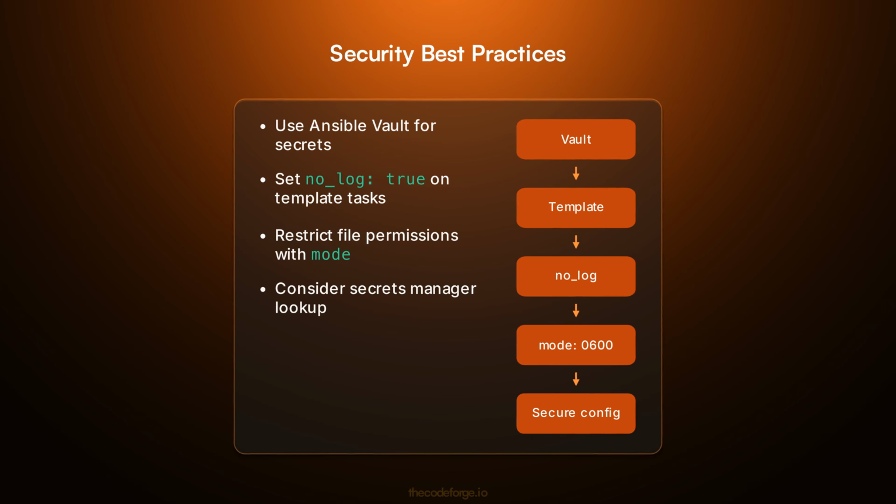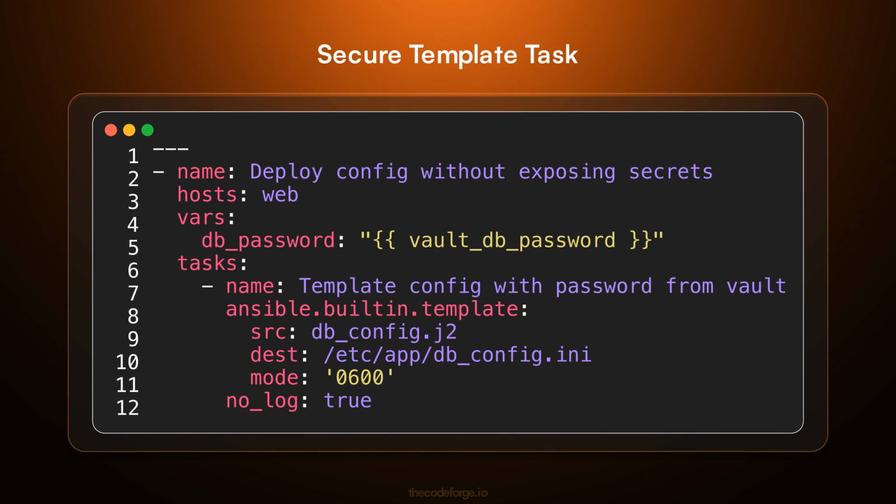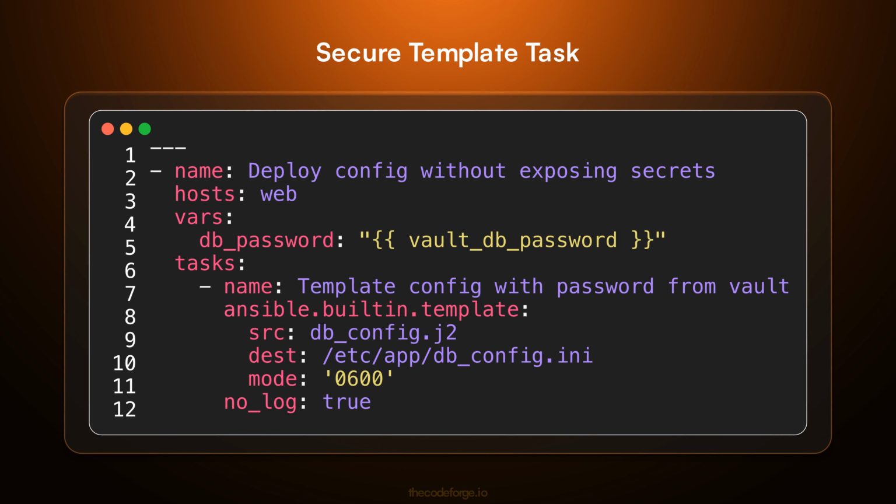Templates can leak secrets if not handled carefully. Use Ansible Vault for secret variables, set no_log: true on template tasks to prevent logging rendered content, and restrict file permissions with mode 0600. For extremely sensitive data, consider a secrets manager. This task uses a vault variable for the password, sets restrictive permissions, and enables no_log to prevent the rendered content from appearing in logs. Always use no_log when handling secrets.